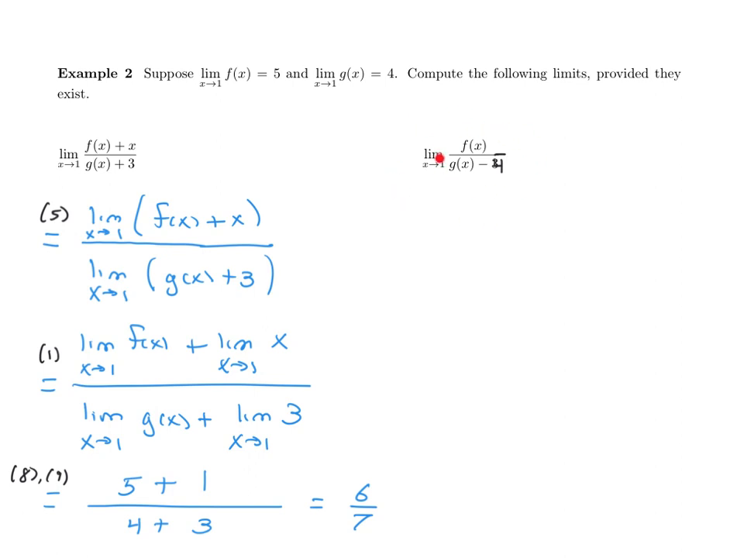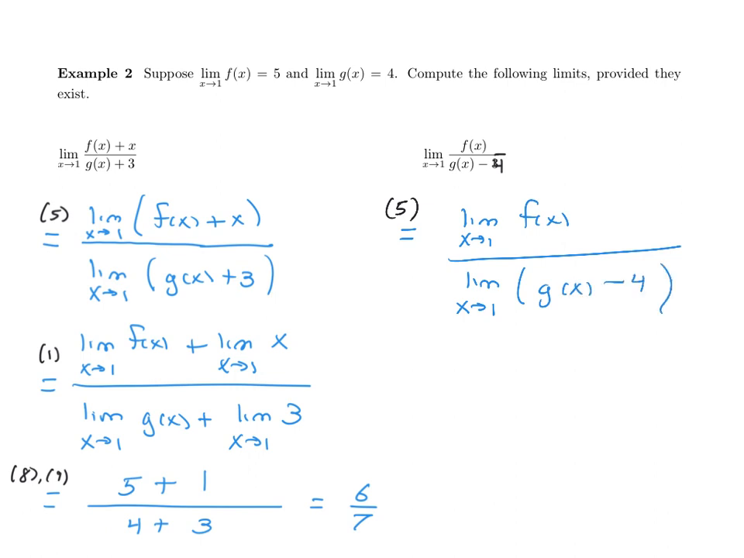Does this limit exist? Well, thinking ahead, if you put 5 here, the top's 5, if you put a 4 in place of g of x, you get 4 minus 4, which is 0. I think it's going to turn out that this limit does not exist. If you try to use limit laws to justify this, you'd have to use the fifth limit law, which has to do with fractions. This is equal to the limit as x approaches 1 of f of x divided by the limit as x approaches 1 of g of x minus 4.